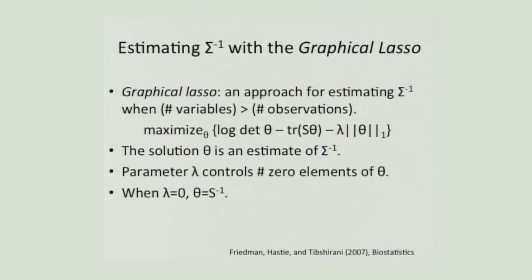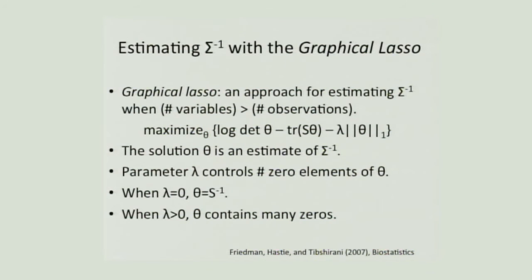So in particular, if we take a value of lambda that's just equal to 0, then we're just going to get the inverse of the sample correlation matrix, which first of all doesn't have any zeros in it, as we mentioned. And second of all, we can't even calculate it, because as we said, if we have more genes than observations, which we always do in genomics, you literally can't even invert S. So when lambda equals 0, this isn't very useful. But if we choose a positive value of lambda, then we can get an estimate of the inverse covariance matrix, and that estimate is going to contain a lot of elements that are exactly equal to 0.